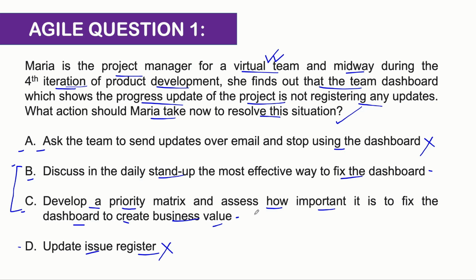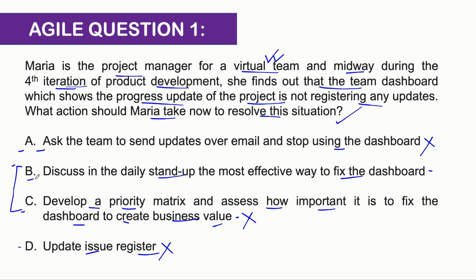So even if you do this exercise of option C, which is you develop a priority matrix and you assess the importance of it to create business value, you will invariably end up with yes, it is important and it is relevant for creating business value for your customer. So it's a pretty futile exercise, guys, because in the end, the dashboard is important for the customer and for your agile team as well, okay? So C is definitely a wrong answer for this particular reason, okay?